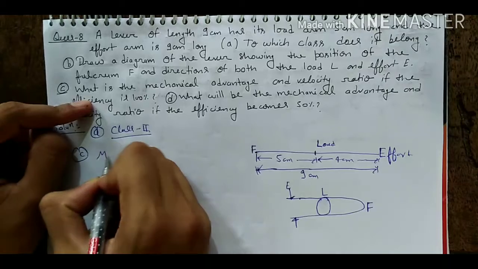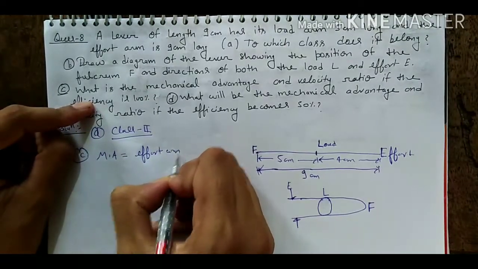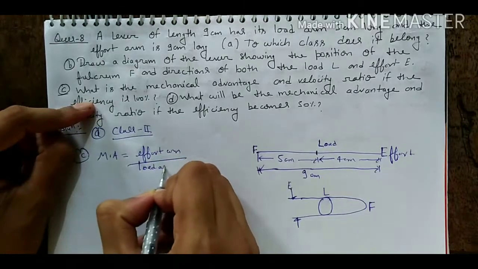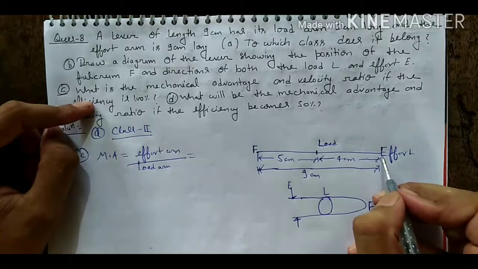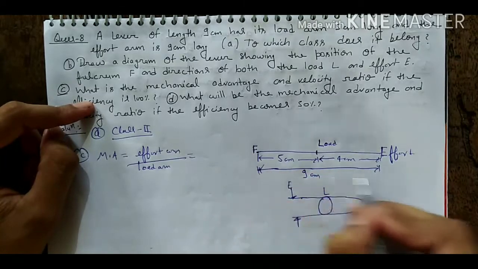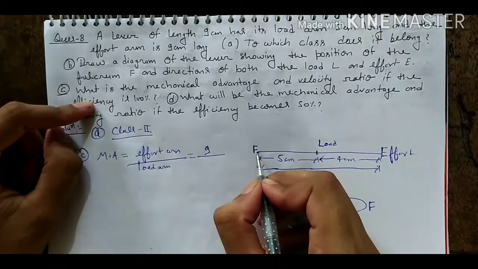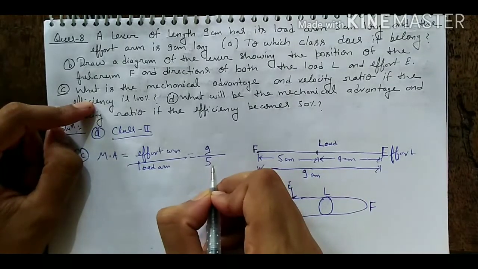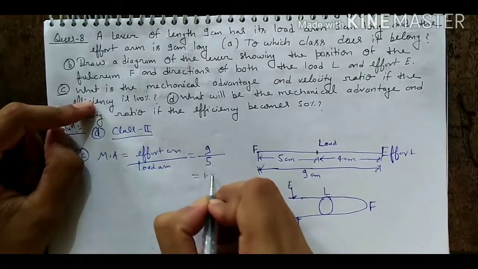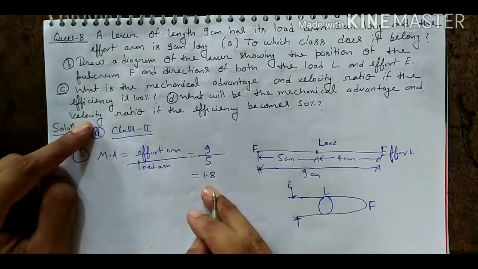C part: mechanical advantage will be equal to effort arm upon load arm. Here the effort arm is given. Effort arm means the distance from effort to fulcrum, given as 9 cm, and the load arm, the distance from fulcrum to load, is 5 cm. So 9 upon 5 gives 1.8. The mechanical advantage of this condition is 1.8.